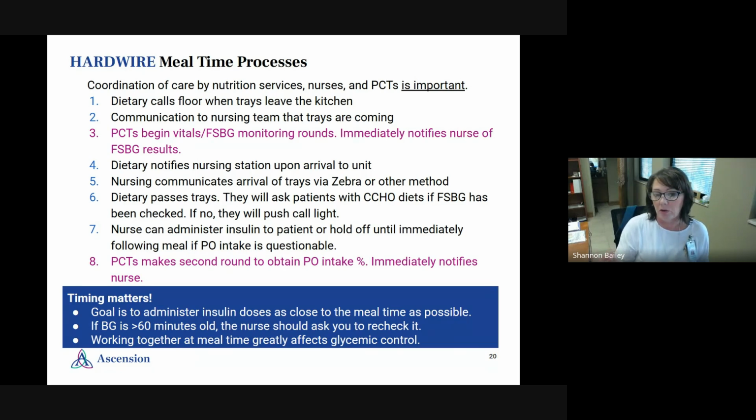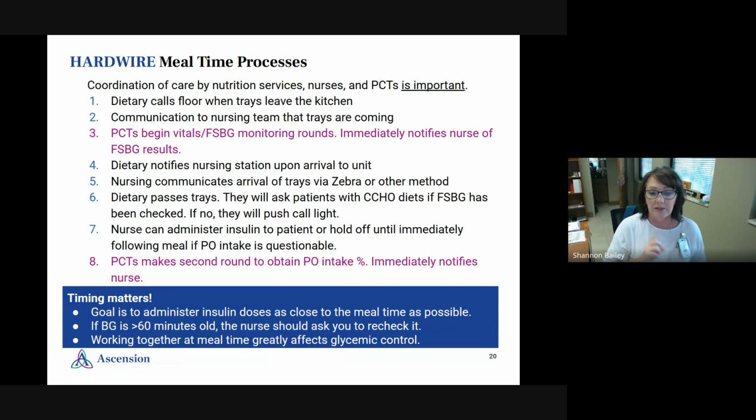If the patient says no, they're going to push the call light as a third notification to, hey, I'm dropping off the tray. Somebody needs to come check the blood sugar. And they're going to go ahead and pass the tray. That way, the nurse can administer insulin to the patient or hold off until immediately following the meal, if that patient's kind of iffy as to whether or not they're going to eat the whole meal.